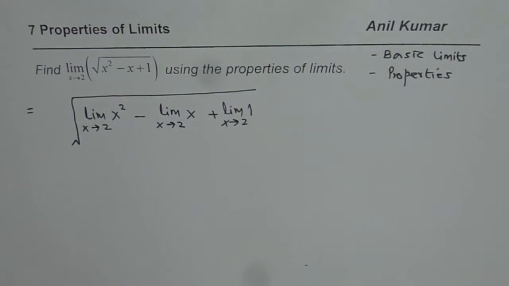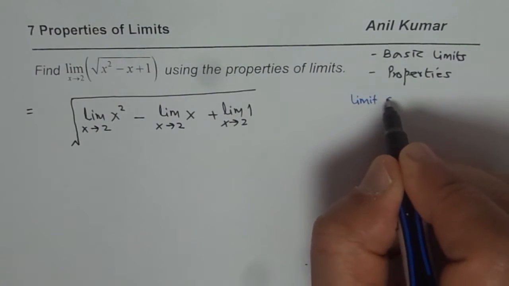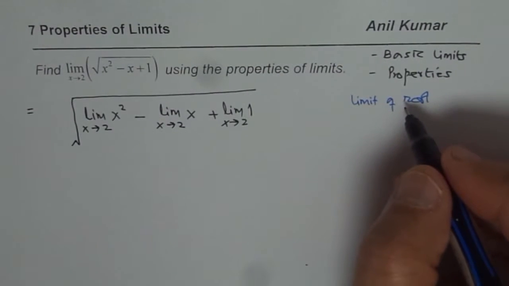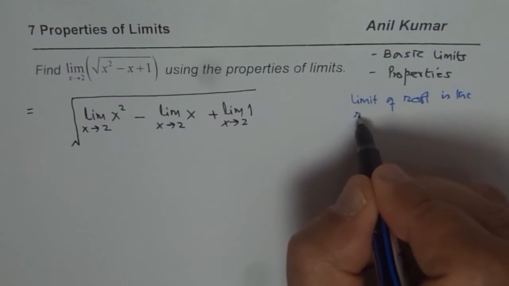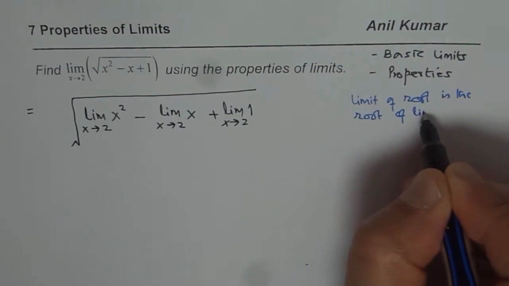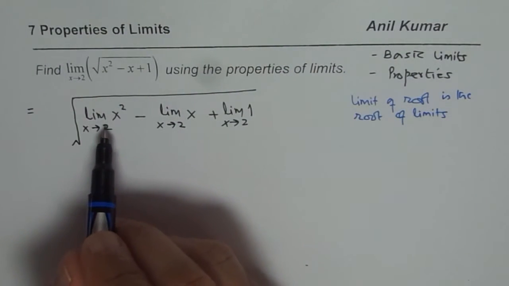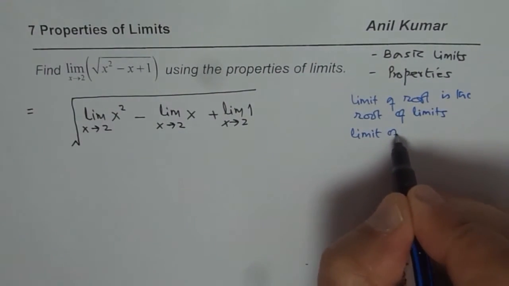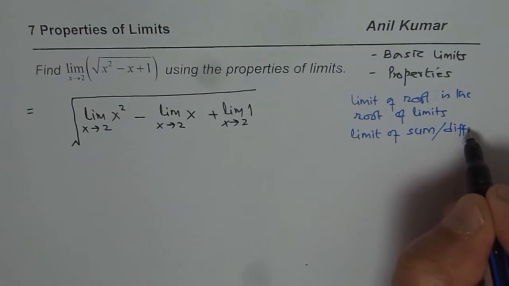So what we have done here, first case, is the limit of root, right? So we have this property which says that when we have a limit of root, then the limit of root is the root of the limit, right? So the root of limits. That's how you get this big thing there. And then inside we have the limit of sum and difference. Because I've used both, I'll write sum and difference.